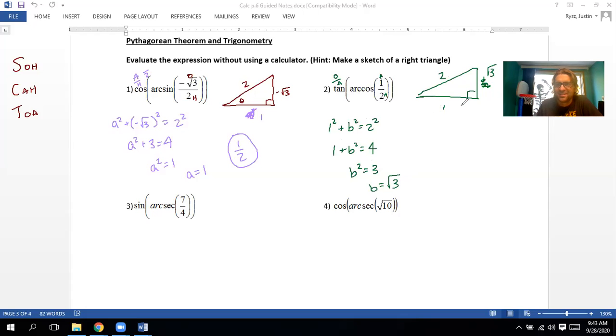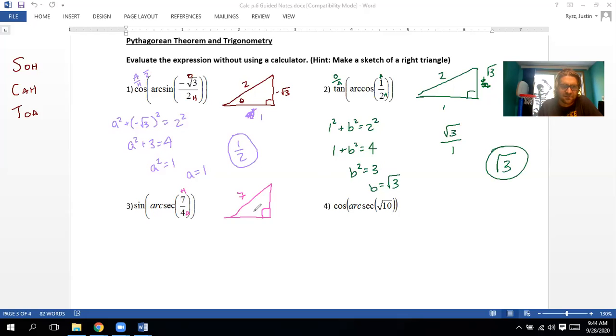So the tangent is the opposite, which is radical 3, over the adjacent, and that just simplifies down to radical 3. We'll do a couple more here so you guys can get the hang of this. Now what happens when we don't have numbers that are nice on the unit circle? We still use the right triangle. Secant is the flip of the cosine. Cosine is adjacent over hypotenuse, so this is hypotenuse over adjacent.